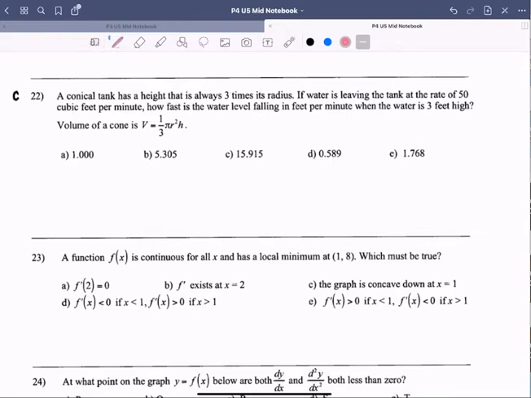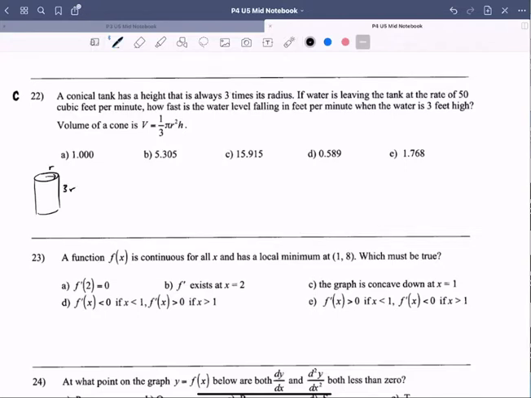The tank has a height that is always 3 times its radius. Okay, I'm going to draw pictures. I like pictures. So I have this number 3 there. Whenever there's a number, you've got to define it. So here's my radius right here, and we're just going to say that's r. The height is 3 times r.